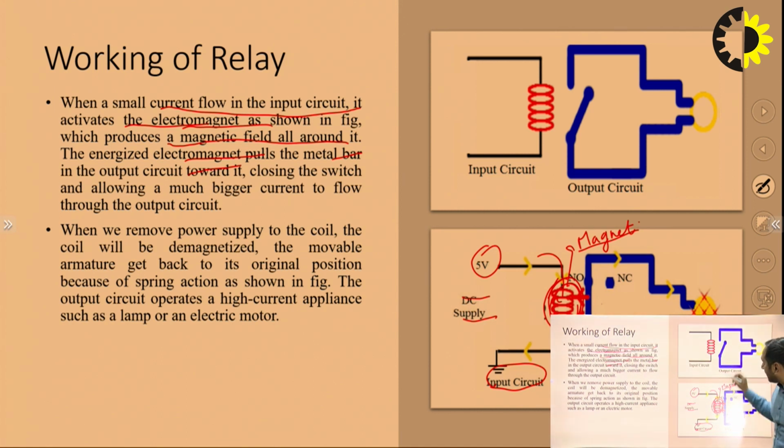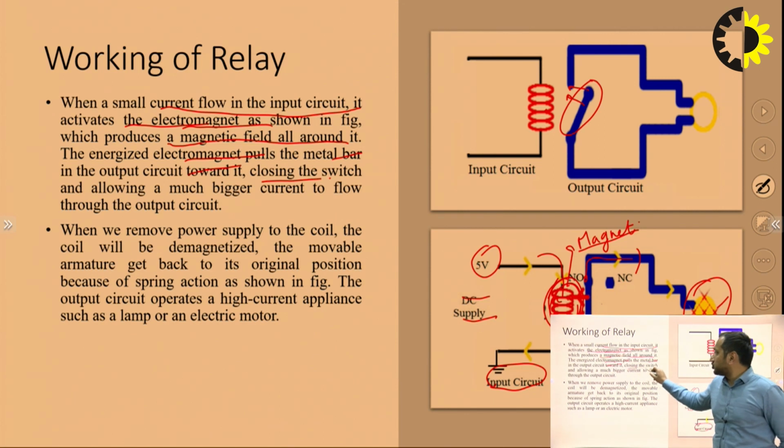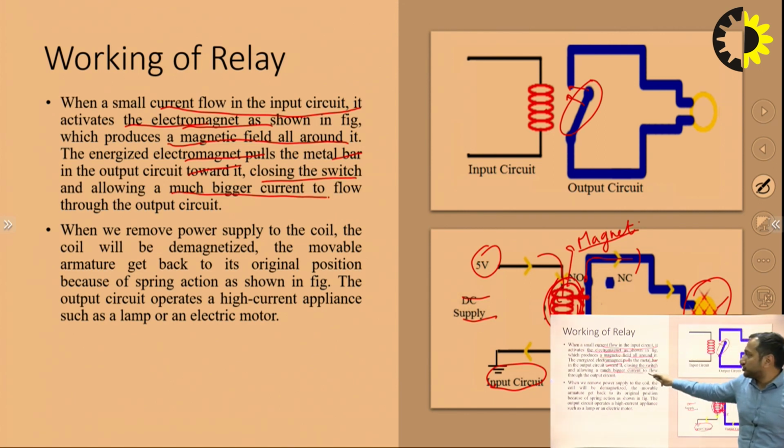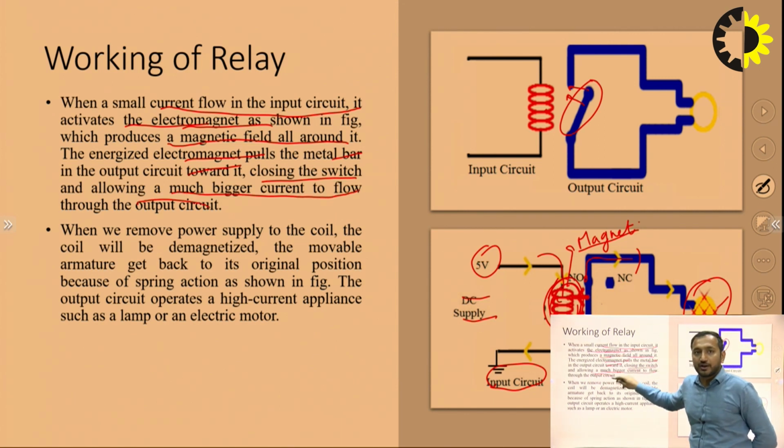Now here is the metal bar here. As this is energized, it will move in this direction and it gets attached by this. Here our circuit gets completed, and here there is an output from where you can drive anything, or it acts as a switch, right? Then output circuit, closing the switch and allowing a much bigger current to flow through the output circuit. So here much bigger current can flow through the output circuit.